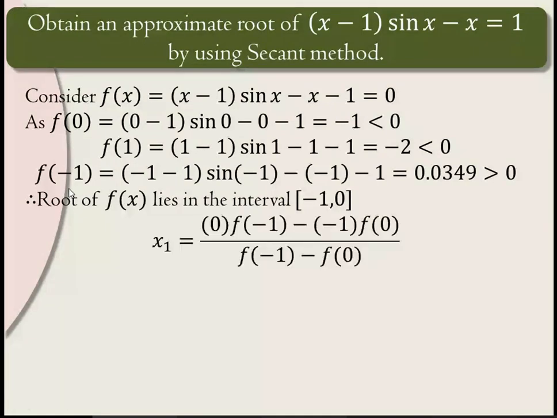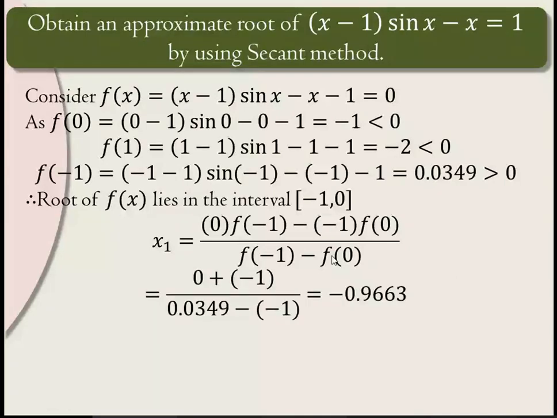Get the first iteration: 0 into f of minus 1, minus minus 1 into f of 0, divided by f of this minus f of this. Use these values while doing the calculation. Put f of minus 1 as this term, put f of 0 as minus 1, and simplify it. Simple calculations. 0 plus minus 1 divided by the subtraction of these two terms, and that comes out to be minus 0.9663.